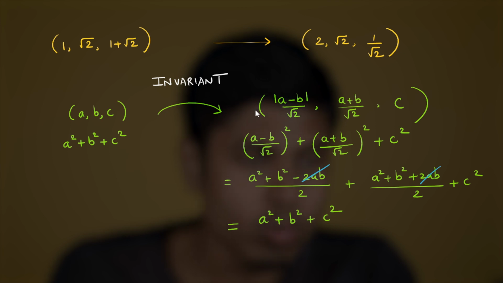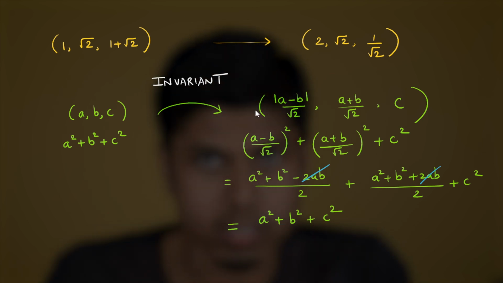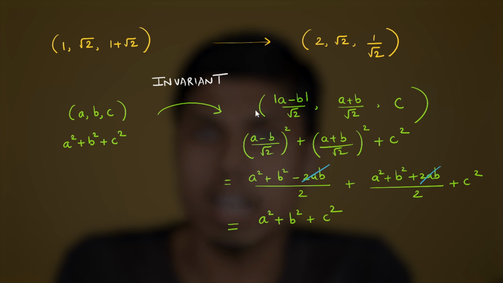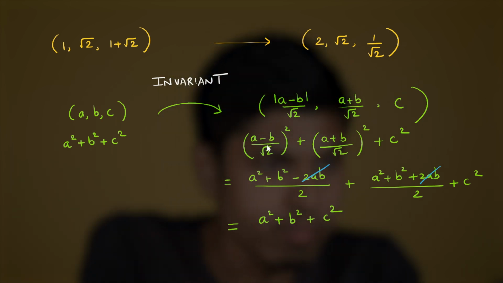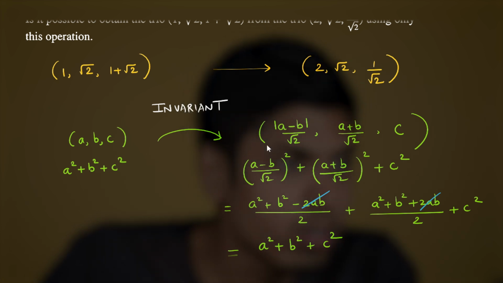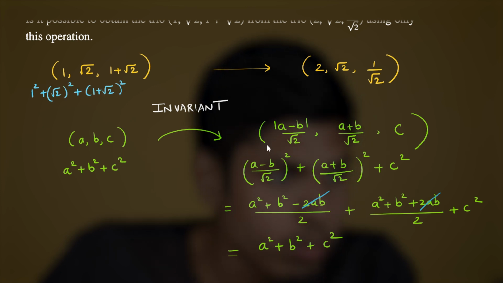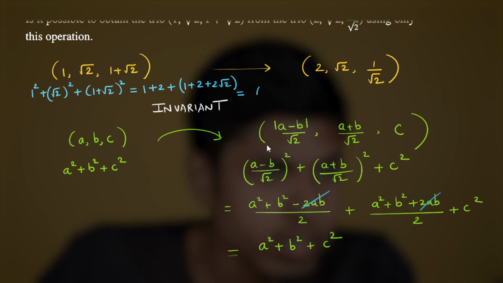First, notice that though the arithmetic is complicated, the sum of squares does not change. That's what we mean by invariant. Let's check this for our actual initial and final sequences. Our initial sequence is 1, root 2, 1 plus root 2. When you square them individually and add, we get 1 plus 2 plus (1 plus root 2) whole square, which is 1 plus 2 plus 1 plus 2 plus 2 root 2, which in turn is 3 plus 3, that is 6 plus 2 root 2.